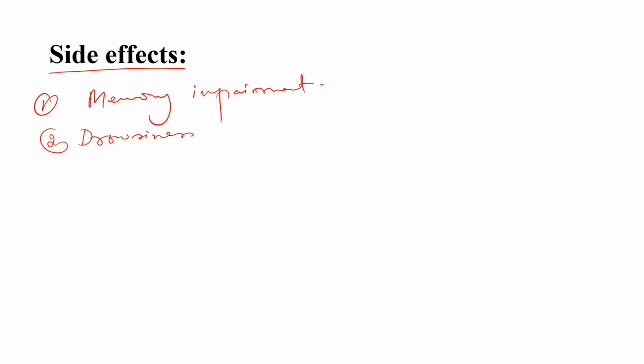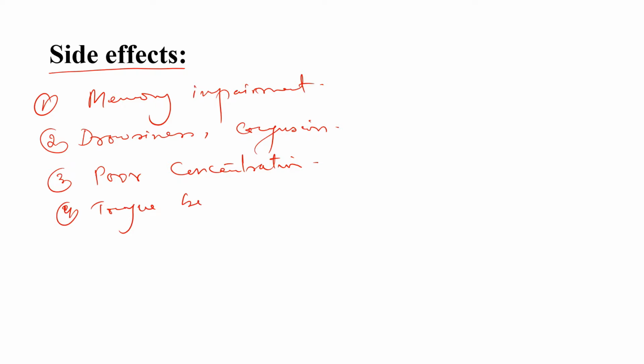What are the side effects of ECT? Side effects of ECT are memory impairment, drowsiness or confusion, poor concentration, tongue bite, etc.